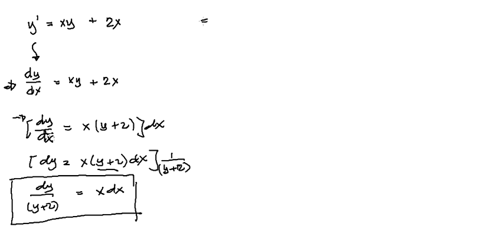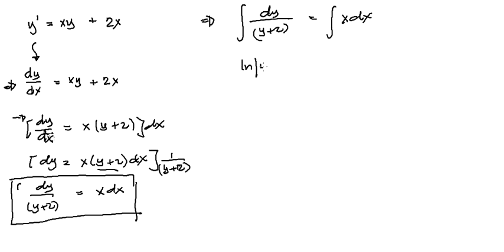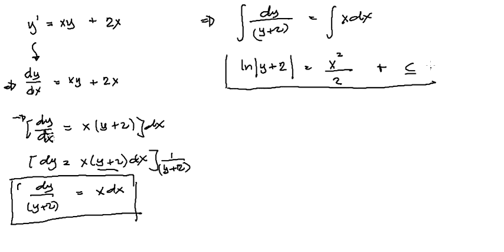Once again, our next step is to integrate both sides. So we have the integral of dy all over y plus 2 is equal to the integral of x dx. By integrating, we have the ln of the absolute value of y plus 2 is equal to x squared over 2, do not forget the denominator 2, and then our constant of integration c. You can see we've already come up with our general solution, but we can also simplify this by solving for y.